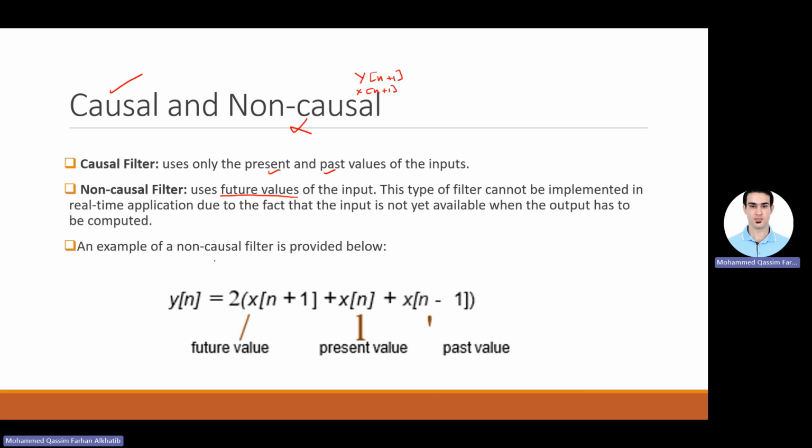So here is a typical example of a non-causal system. You have x of n plus 1, x of n, that's the present value, and that's a delay, that's a past value. So here you have a future value, like when you have a future sample you're looking at.